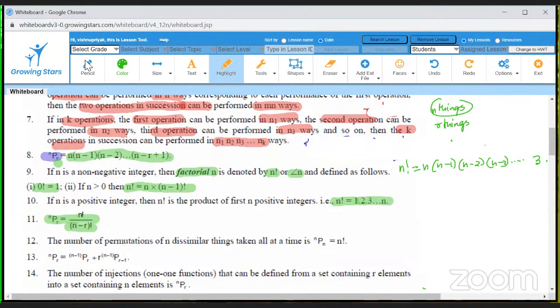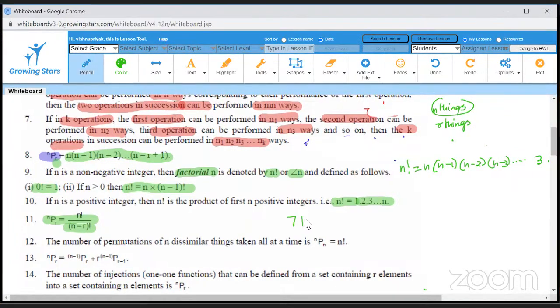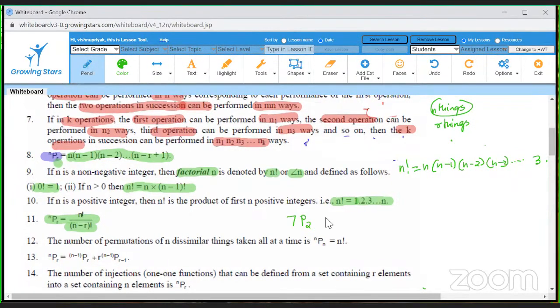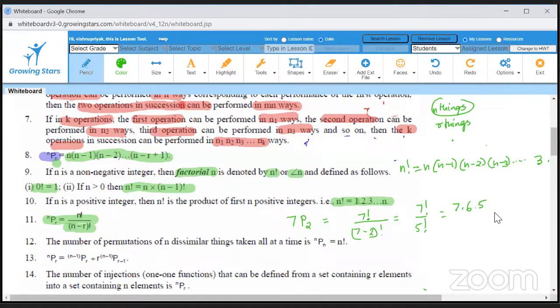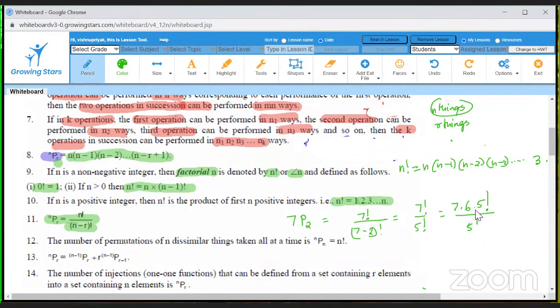Suppose I give you 7P2. It will be 7 factorial by (7 minus 2) factorial, or 7 factorial by 5 factorial. Or start with 7, minus 1, stop here, put factorial, and down 5 factorial, so that 5 factorial and 5 factorial will cancel. So this is how you will use this formula.